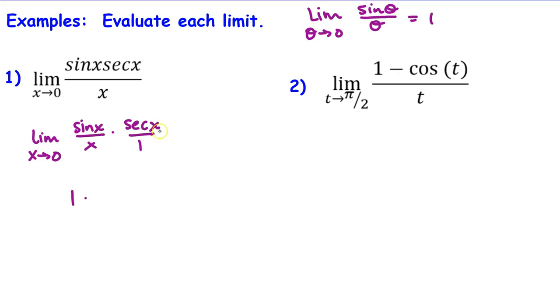And then secant of 0, if we just substitute the 0 in, secant of 0 is the reciprocal of cosine 0. Cosine 0 is 1, so secant 0 is 1. So the answer to this problem is just 1.